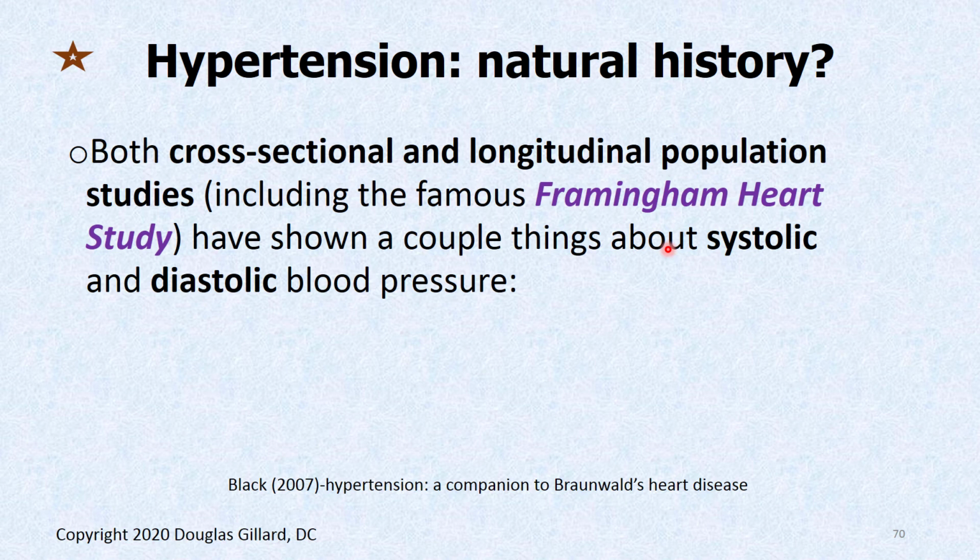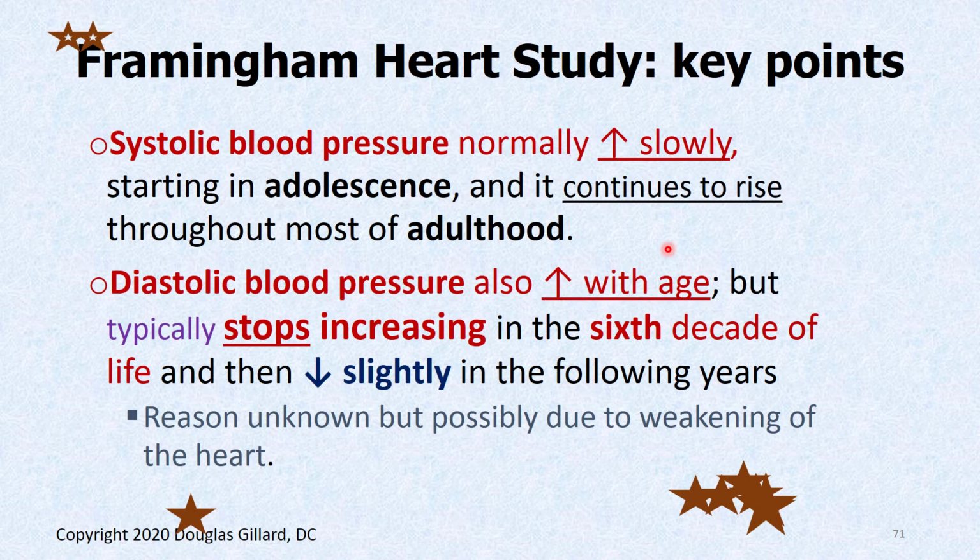What's the natural history of hypertension? If you start developing it, say in your 40s, where are you going with this stuff? This is an oldie but a goodie. It's the Framingham Heart Study. It studied this extensively. It showed us that systolic pressure normally increases slowly starting in adolescence, and it continues to rise and rise and rise. That's because the arteries get harder and harder and harder.